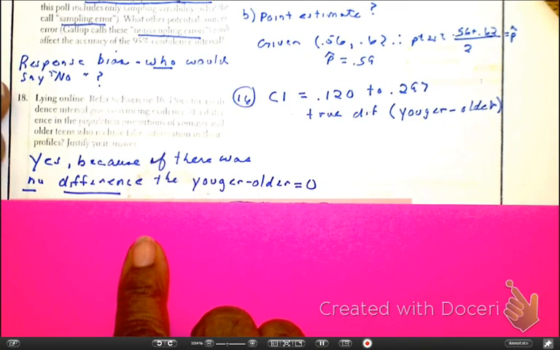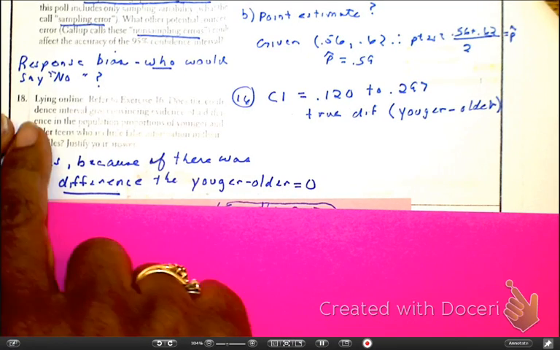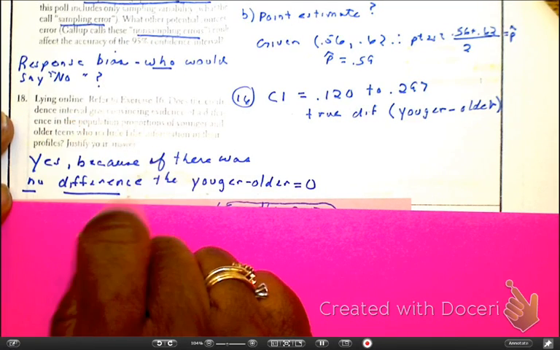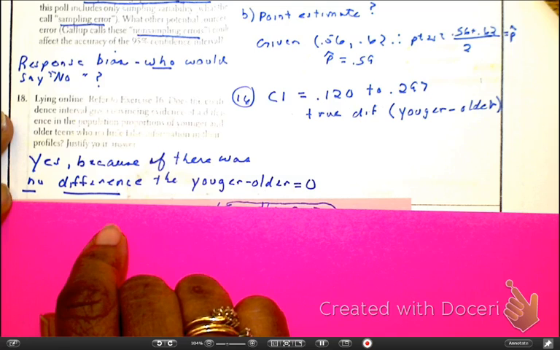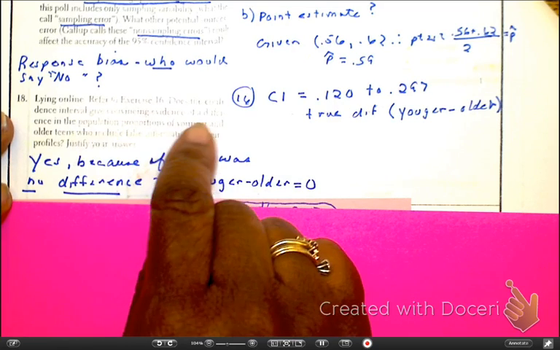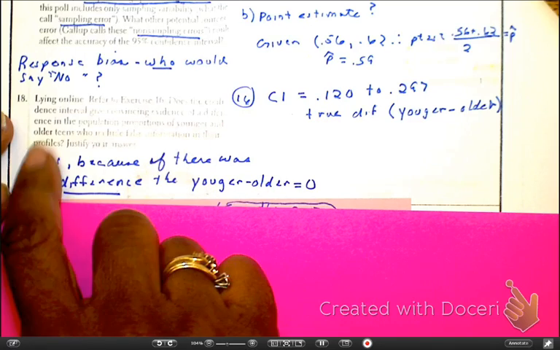And you've taken a moment to already read this, and the question for 18 is, does the confidence interval give convincing evidence of a difference in the population proportion of the younger and the older?